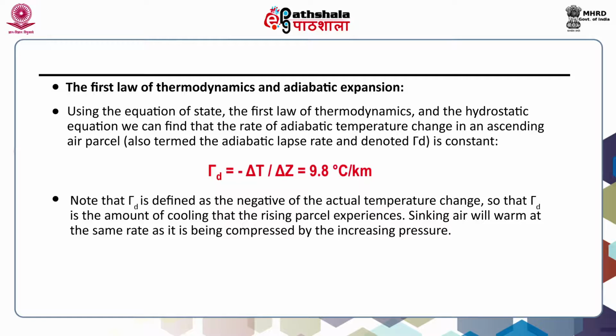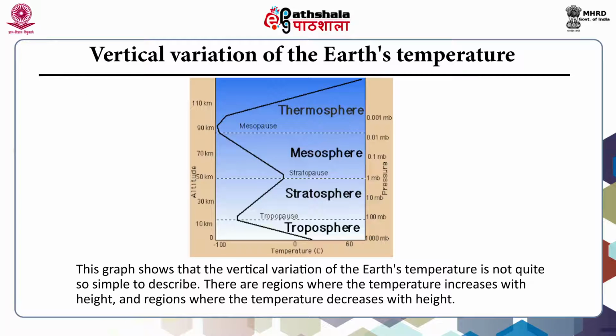Sinking air will warm at the same rate as it is being compressed by the increasing pressure. This figure shows the vertical variation of the Earth's temperature. Here, you can see the regions where the temperature increases with height and regions where the temperature decreases with height. You can see the different layers of the atmosphere: troposphere, stratosphere, mesosphere and thermosphere. In the troposphere, the temperature decreases with height and it increases with height in the stratosphere. Again in the mesosphere, the temperature decreases with altitude, and thereafter in the thermosphere, the temperature rises.